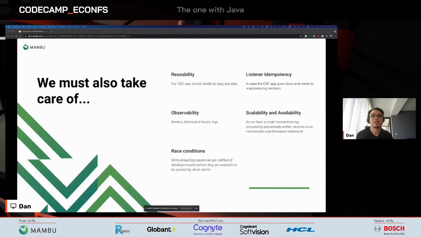But there are some other points as well. For example, observability, scalability, listener idempotency, or even some race conditions which might happen. And here I can even share a story from production where we encountered such an issue. So let's take them one by one and see what solutions we have available.